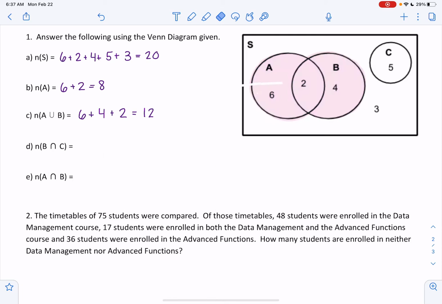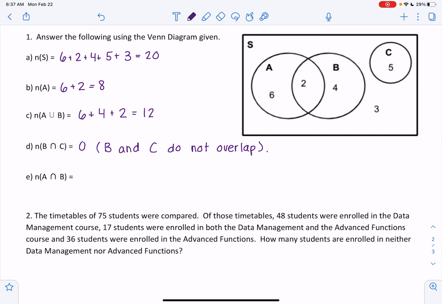Next is the number of elements in B intersect C. So we look at the diagram, and there's no area where B and C overlap. Because they don't cross, there's no elements that are shared. There's no elements that are in B and C. So that means there's 0, and it's because B and C do not overlap.